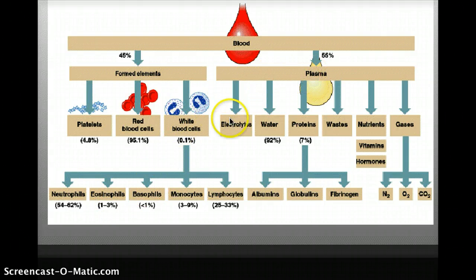In terms of the plasma, you've got a whole bunch of different things, the majority of it being water, 92% of it. We have different proteins, sugars, electrolytes, some different wastes we're going to pick up, like lactic acid. Some of the major gases, again, we're going to refer to as oxygen and carbon dioxide.